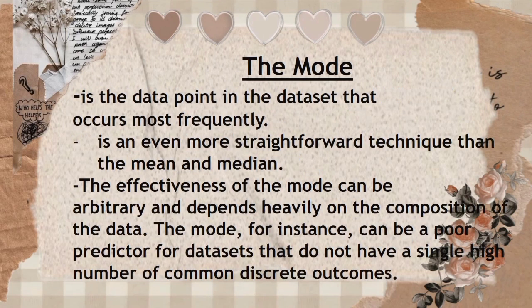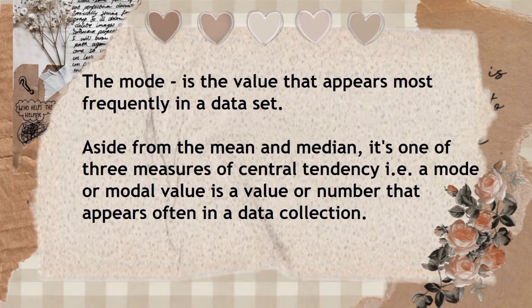Next is the mode. The mode is the data point in the dataset that occurs most frequently. It is an even more straightforward technique than the mean and the median. The effectiveness of the mode can be arbitrary and depends heavily on the composition of the data. The mode, for instance, can be a poor predictor for datasets that do not have a single high number of common discrete outcomes. Aside from the mean and the median, it's one of the three measures of central tendency.